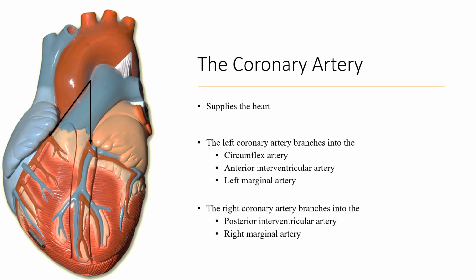The left coronary artery branches into the circumflex artery, the anterior interventricular artery, and the left marginal artery. The right coronary artery branches into the posterior interventricular artery and the right marginal artery, and we're going to go through what each of these arteries are supplying.